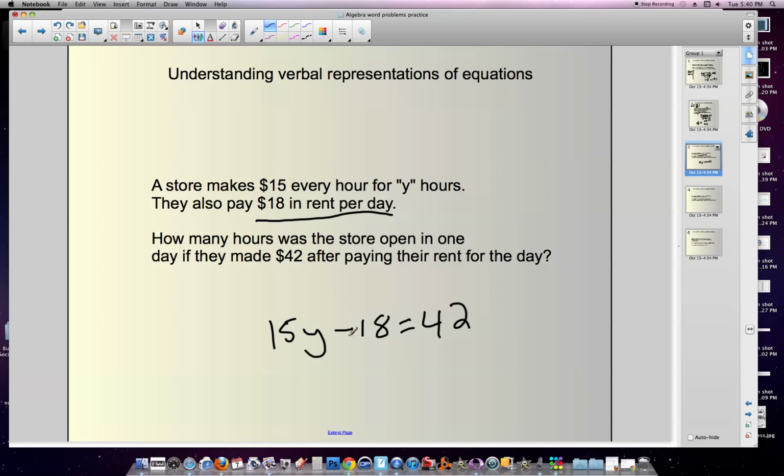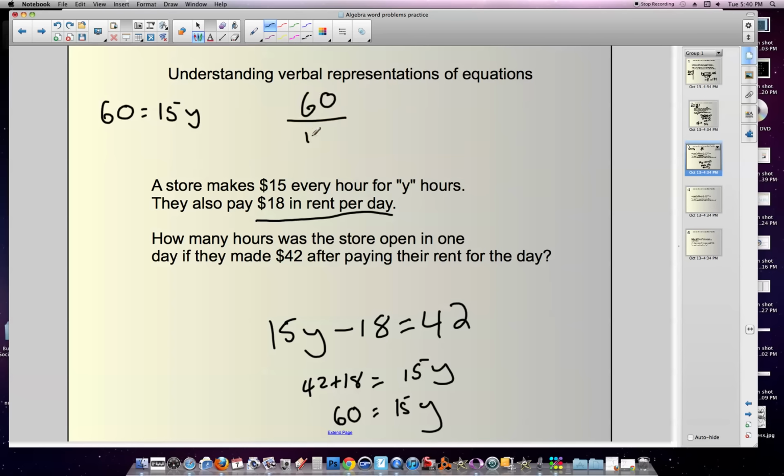Once again, we say if we had to subtract 18 from this to get 42, then if we add 18, we're going to be left with just this 15y. Well, 42 plus 18 is 60, right? So 60 equals 15y. And once again, if we had to multiply y by 15 to get 60, then we can take 60 and divide it by 15 to be left with just y. And what is it? Well, 15, 30, 45, 60. 15 times 4 is 60, so y equals 4. So if the store made $42 after they paid their rent for the day, then they must have been open for 4 hours.